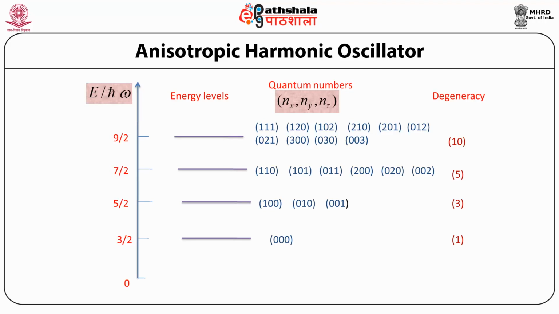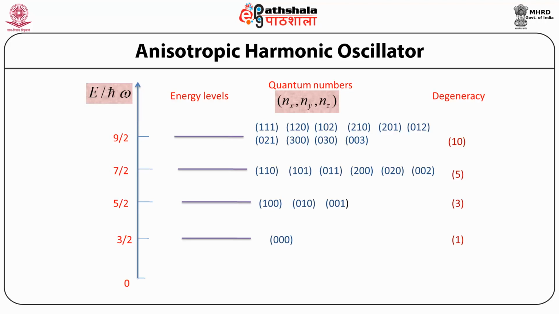So starting from 0, that means for the ground state energy, nx, ny and nz are all 0. So the energy is 3 by 2, so E by h bar omega is 3 by 2. That means this is the ground state energy and there is no energy level for E equals 0. So the ground state energy is 3 by 2 h bar omega. And the quantum state for this is only nx equal to 0, ny equal to 0, and nz equal to 0. This is the one quantum state, so the degeneracy is 1.